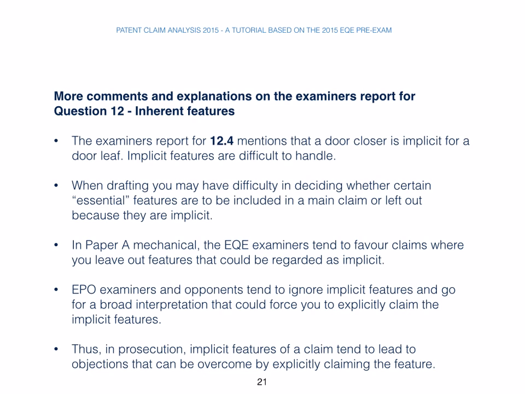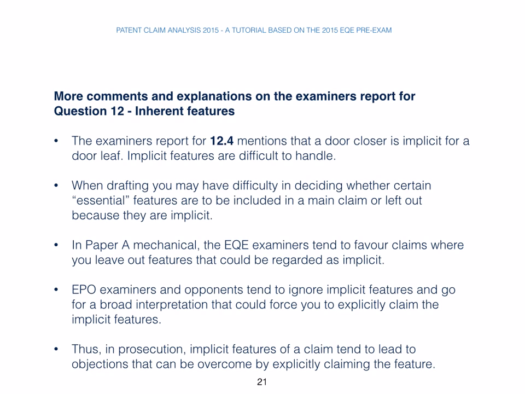This is about inherent features. The examiner's report for 12.4 mentions that a door closer is implicit for a door leaf. In my opinion, my experience, implicit features are difficult to handle. When you are drafting, you may have difficulty in deciding whether certain, in inverted commas, essential features are to be included in a main claim or left out because they are implicit.